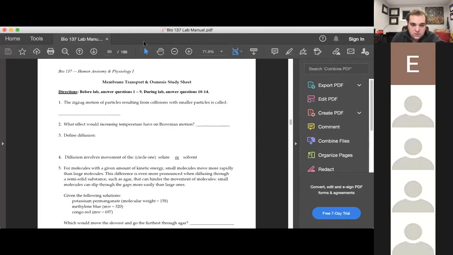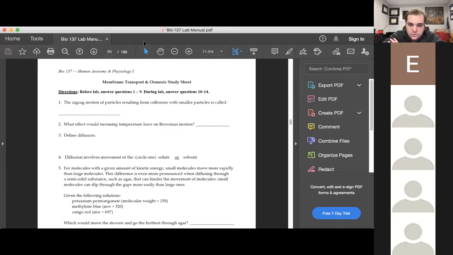For number 5, for molecules with a given amount of kinetic energy, small molecules move more rapidly than large molecules. This difference is even more pronounced when diffusing through a semi-solid substance such as agar. If you've ever heard of protein electrophoresis, this is how we can uniquely separate proteins that we want from other proteins that we're not interested in. This is a lab technique that uses electrical conduction to migrate proteins into an agar, and depending on how well they migrate through the agar, you can separate proteins from other proteins.